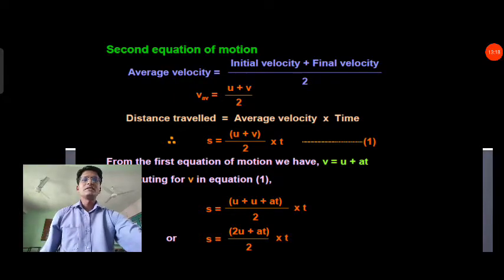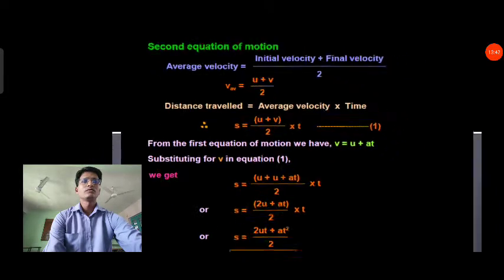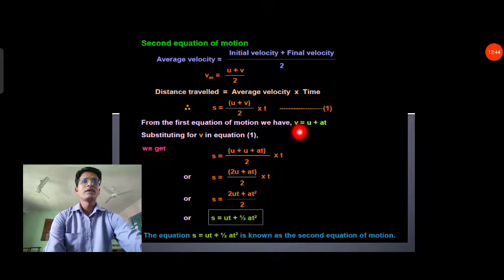So average velocity is equal to distance upon time, so we can write s is equal to (u plus v) by 2 into t. Next, from the first equation of motion, we have v is equal to u plus at.